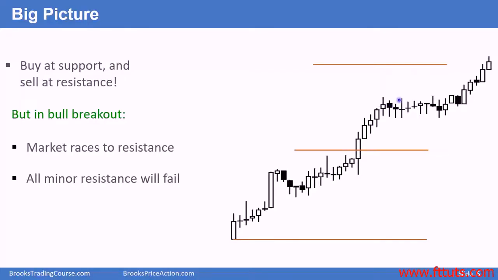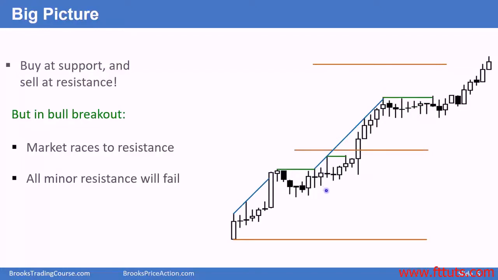Here we got a double top. Here we got a triple top. Doesn't matter. In a strong bull trend where the pullbacks are very small and you have a lot of bull bars, very few bear bars, the odds are the market's going higher. All resistance will fail. So you see a wedge top, don't sell. Another wedge top, don't sell. The pullbacks are too small and no bear bars, just not enough big bear bars closing on their lows.